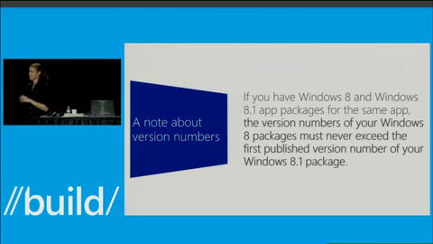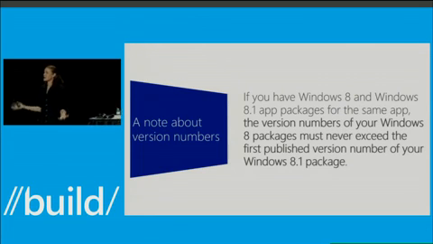Super clear? Maybe not. Let's talk about it. What this really means is your range of version numbers for your 8 app must never overlap with your range of version numbers for your 8.1 app. So when you start your version number for your 8.1 app, make sure you leave enough room to be able to version your 8 app bug fixes and upgrades and things like that.